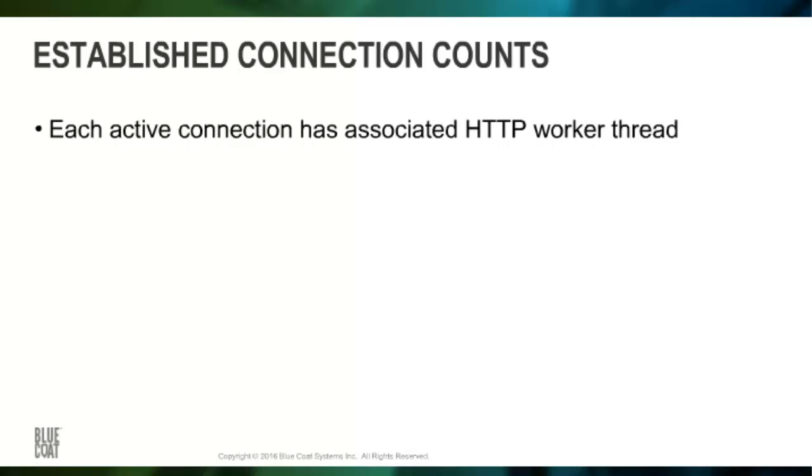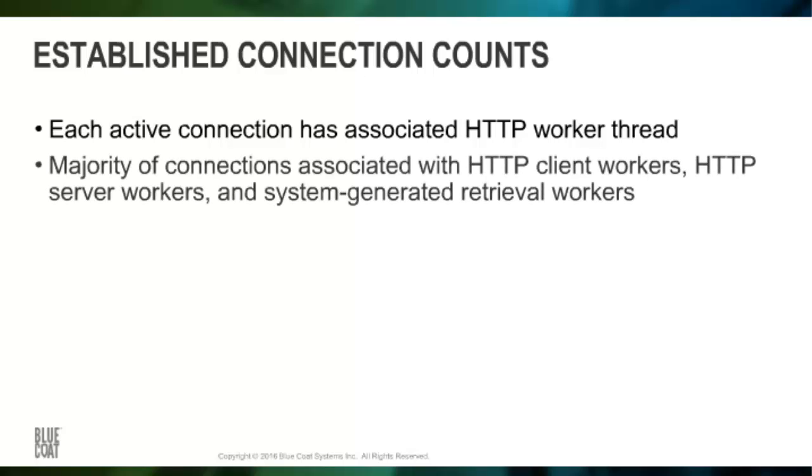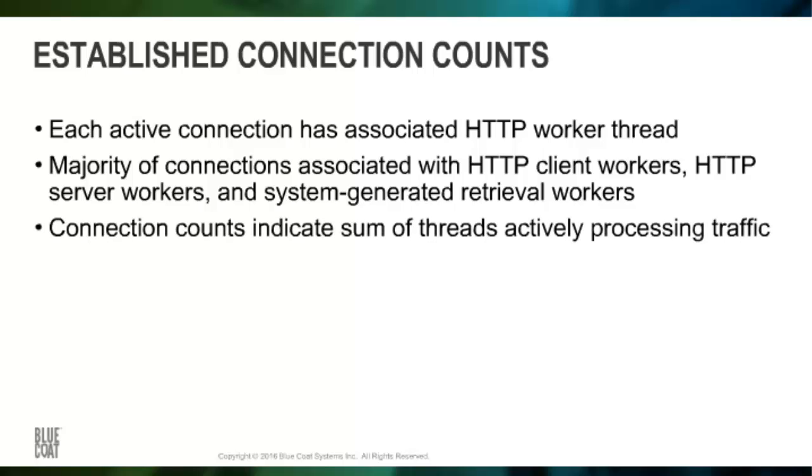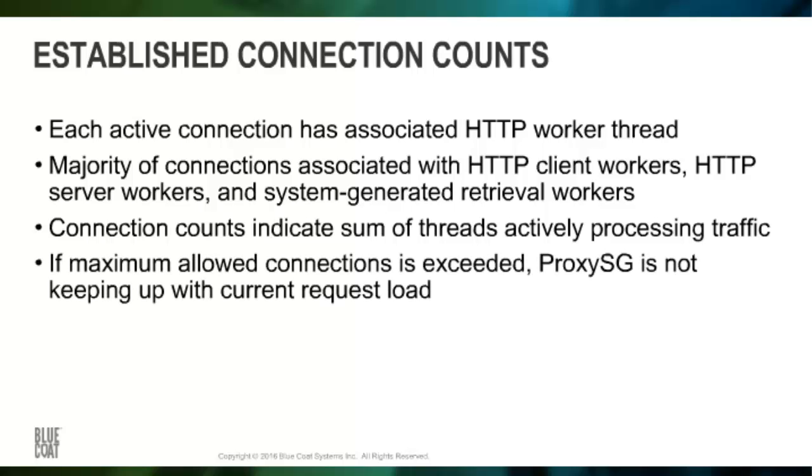Each active connection from the ProxySG to an HTTP client or server has an associated HTTP worker thread. Typically, the majority of connections are associated with HTTP client workers, HTTP server workers, and system-generated retrieval workers. Connection counts roughly indicate the sum of threads that are actively processing traffic from clients to servers. If the number of open connections exceeds the maximum number of allowed HTTP workers, it suggests that the ProxySG appliance is not able to keep up with its current HTTP client request load.